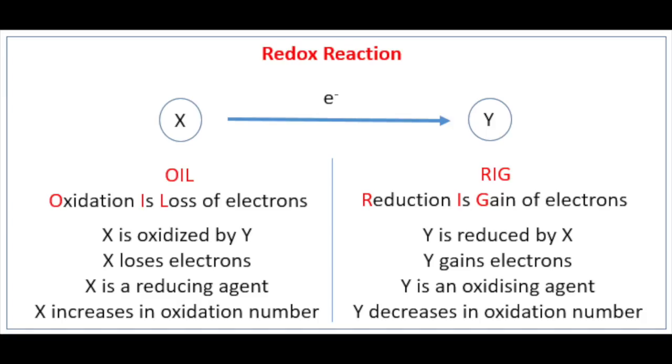Redox reactions have an element that is being oxidized and an element that is being reduced. The element that is being oxidized loses electrons during the process, and those that are being reduced gain electrons. Dilution is the act of making a solution less concentrated.